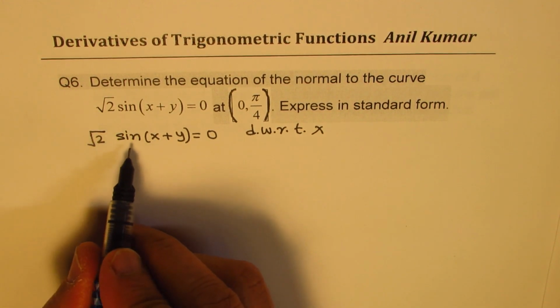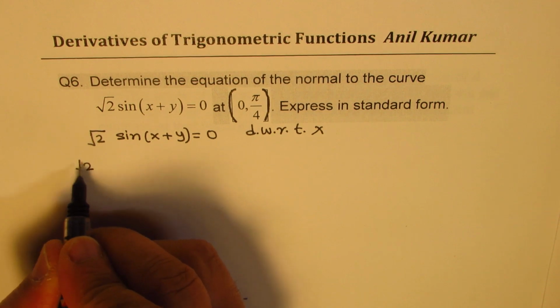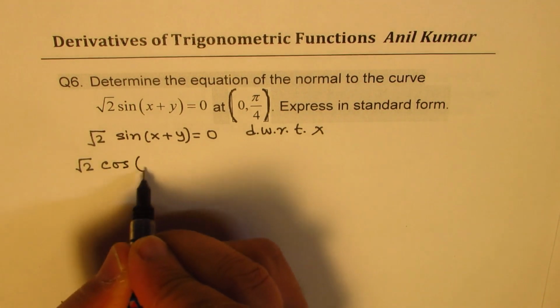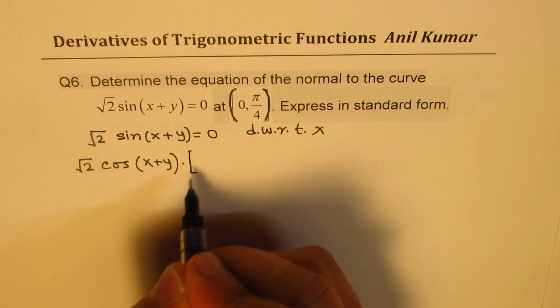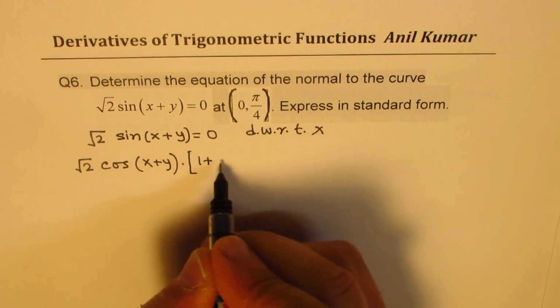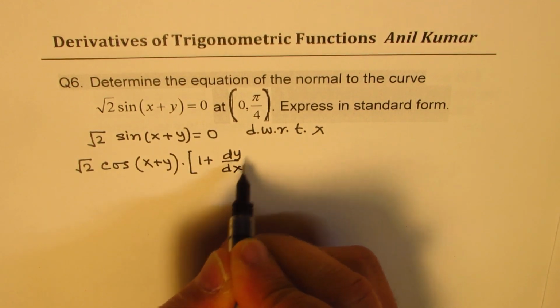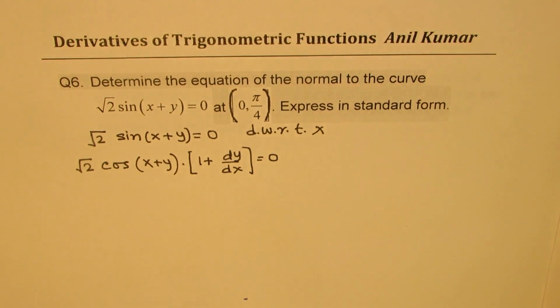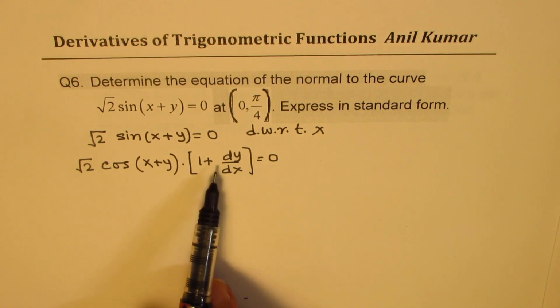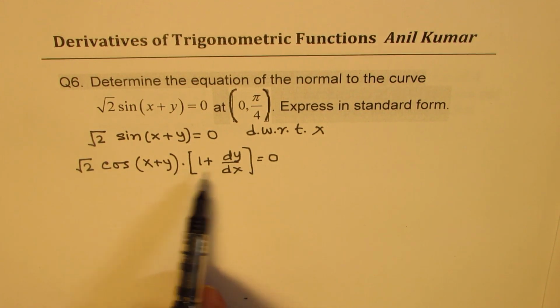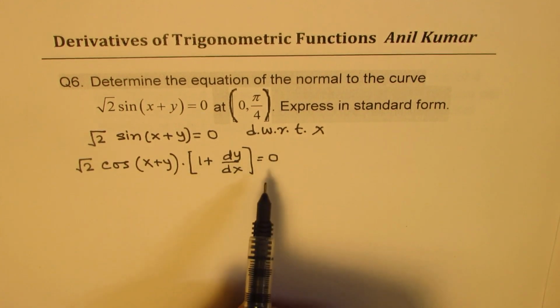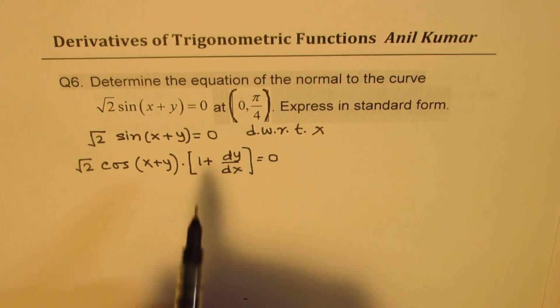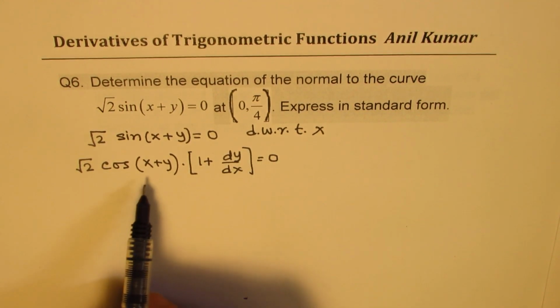We get here the derivative of sine x is cos x, so we get square root of 2 cos of x plus y times the derivative of the inside function, which is 1 plus dy dx, right? 1 plus dy dx. Now this is the important part, equals 0. So that is how you actually get your derivative. Now from here, we can isolate this and find the value of the derivative, right?